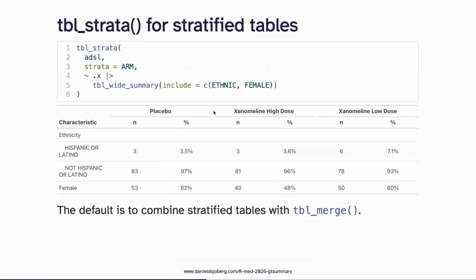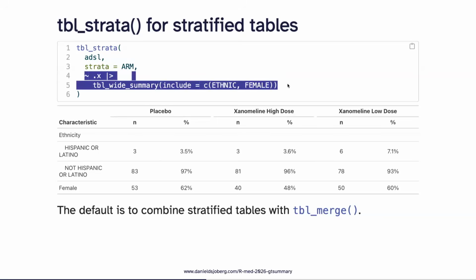There's one more function I want to talk about, TBL strata, for stratified tables. Oftentimes what you need to do is build the same simple table by, for example, treatment arm or by some other kind of stratifying variable. And this is a basic utility function. So let me walk through this one real quick. I'm passing it the ADSL dataset. I say, can you build me a bunch of tables by arm? And then here is where I'm actually building each one of those tables.